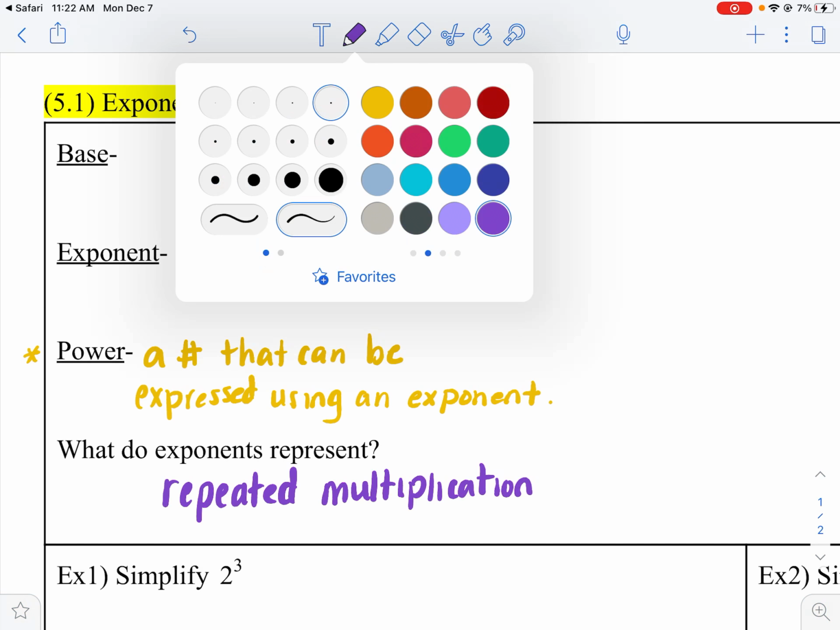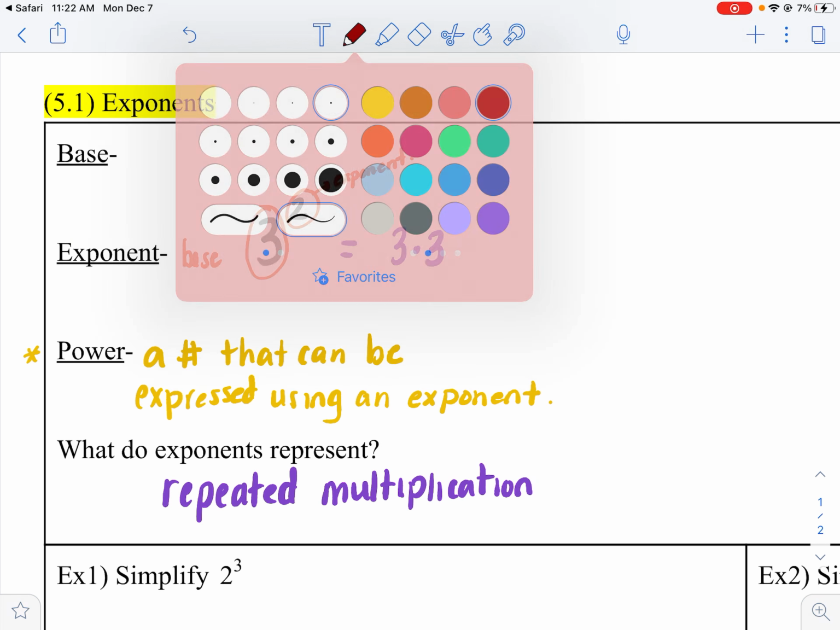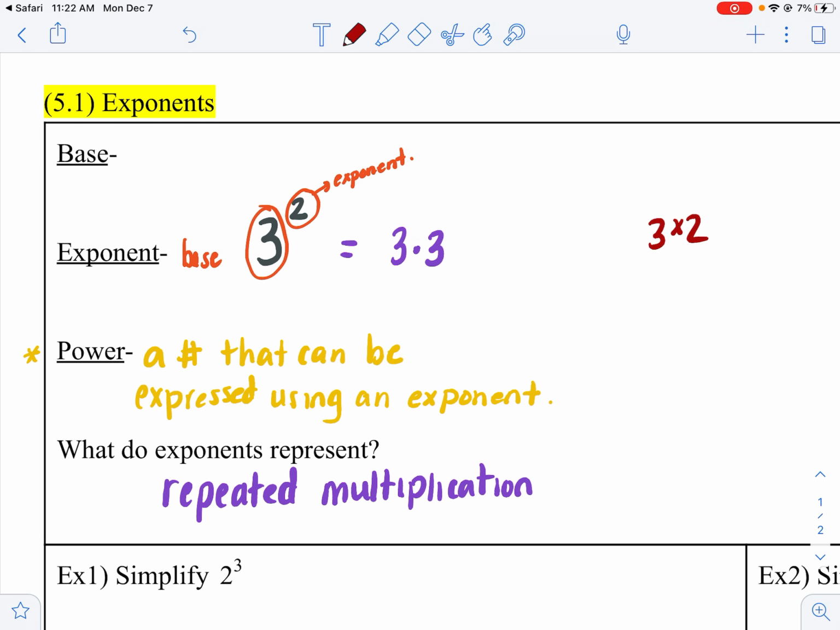Now, what I don't want you to think, and I'm going to put it over here in red, is that this is 3 times 2. I'm going to cross it out. We're talking about 3 times 3. And 3 times 3 is 9.